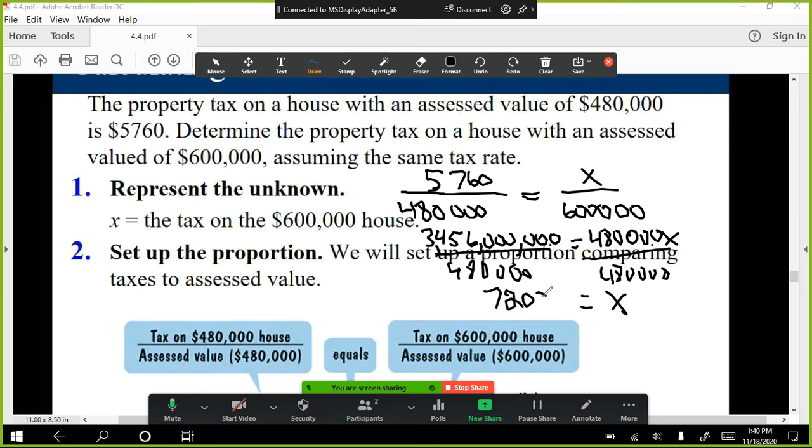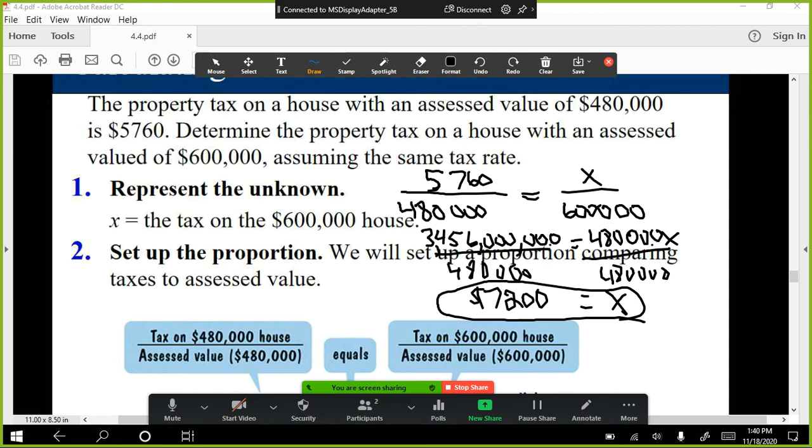And then on things like this, does the answer make sense? If we pay $5,760 of tax on a house that's $480,000, does it make sense that we would pay $7,200 on a house that's $600,000? That's a higher priced house, but not by a bunch. So we're going to pay more taxes, but not by a bunch. So that does seem to make sense just by looking at it.